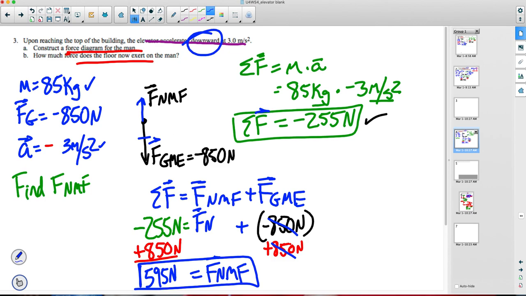So that's how to do problem number 3. If this is 2022, we ended at this point and we did not assign any additional problems in this packet at this time. I hope that helps.